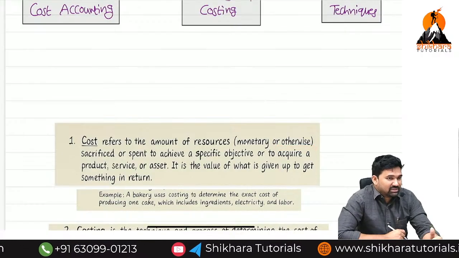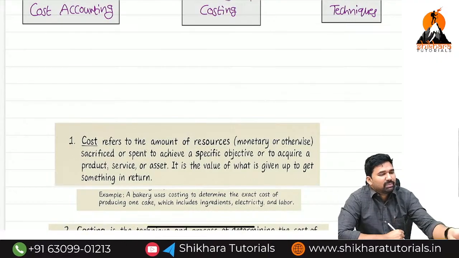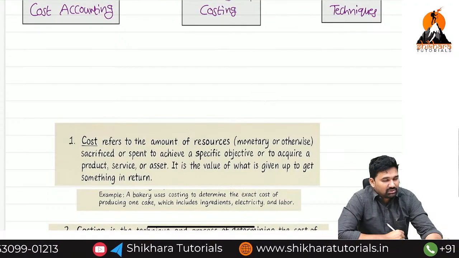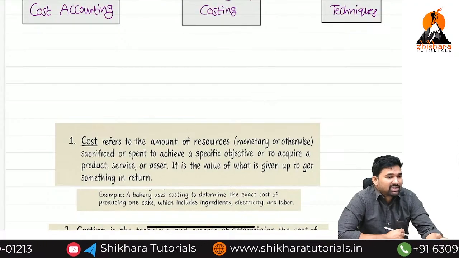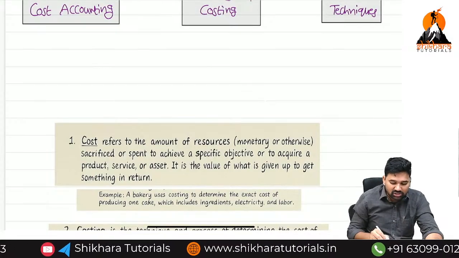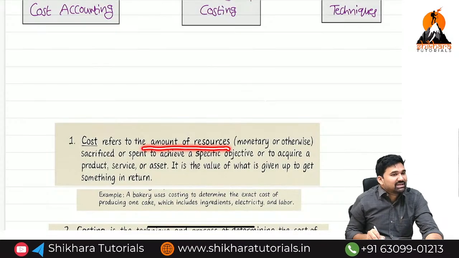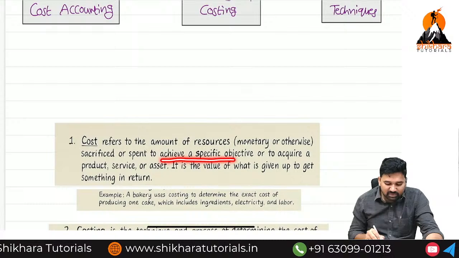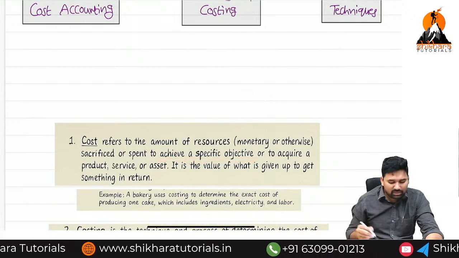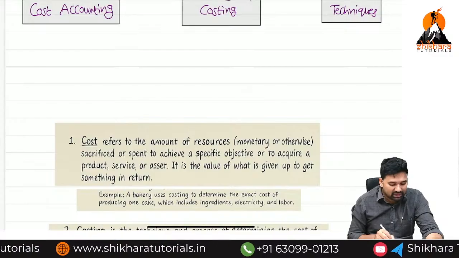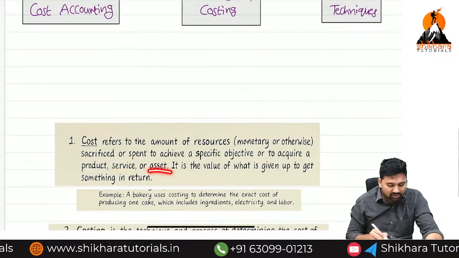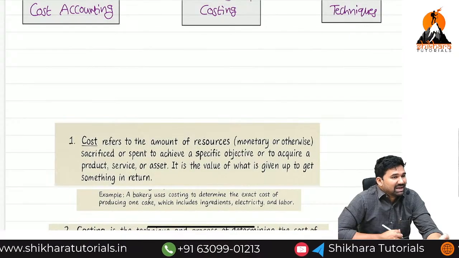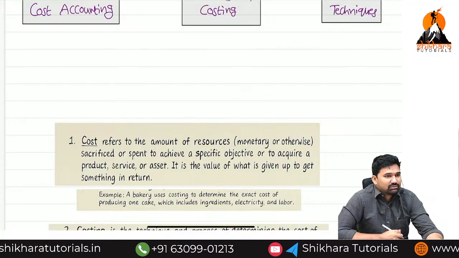Non-monetary sacrifice. Sir, monetary sacrifice means you have actually paid rent: 50,000 rent per month, 50,000 you are investing, you are paying in the name of rent. That is monetary sacrifice. So cost includes the amount of resources spent, whether monetary or non-monetary, to achieve a specific objective. That specific objective may be acquiring a product, rendering services, or acquiring an asset, whatever it may be.